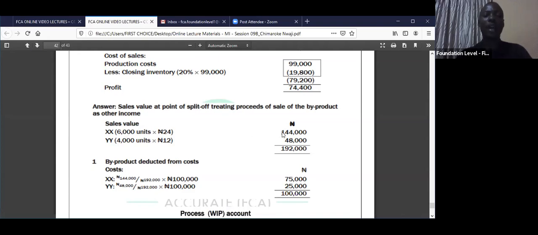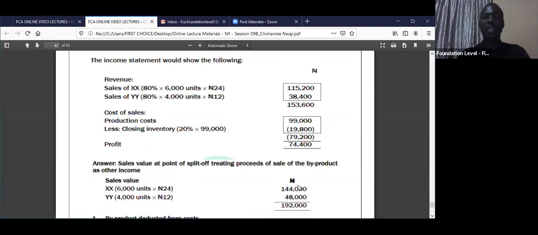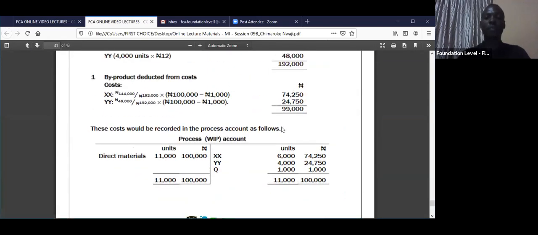6,000 units at 24 naira, 4,000 units at 12 naira, give us 192. So what we now did here was this: byproduct deducted from the gross cost. So what we now do is that 144 divided by 192 here, as we got here, times your 100,000. This 100,000 here includes the byproduct. The same thing, you get 75 and 25. Unlike when we did it here, we are getting 74,250 and 24,750.